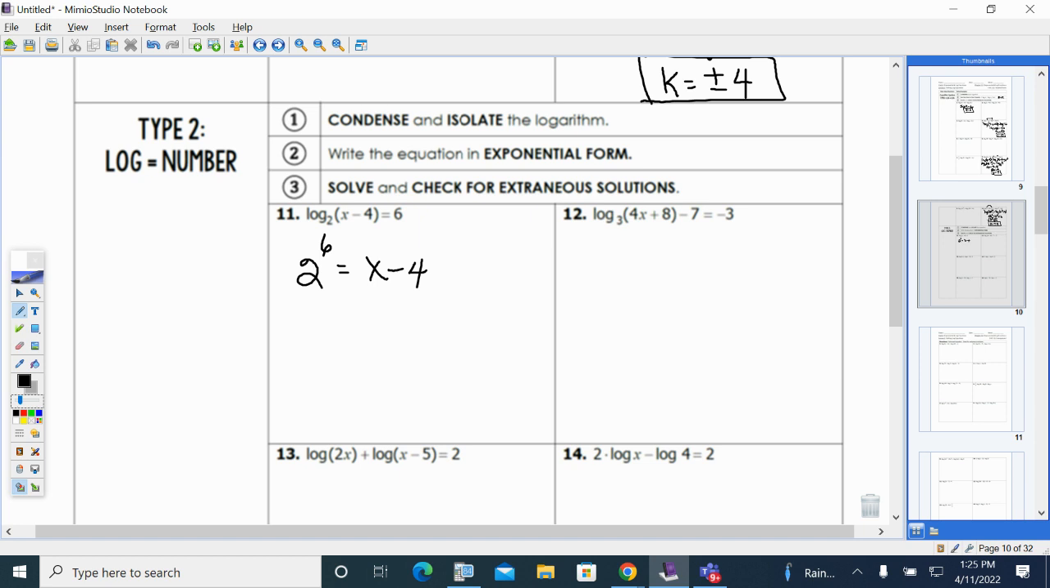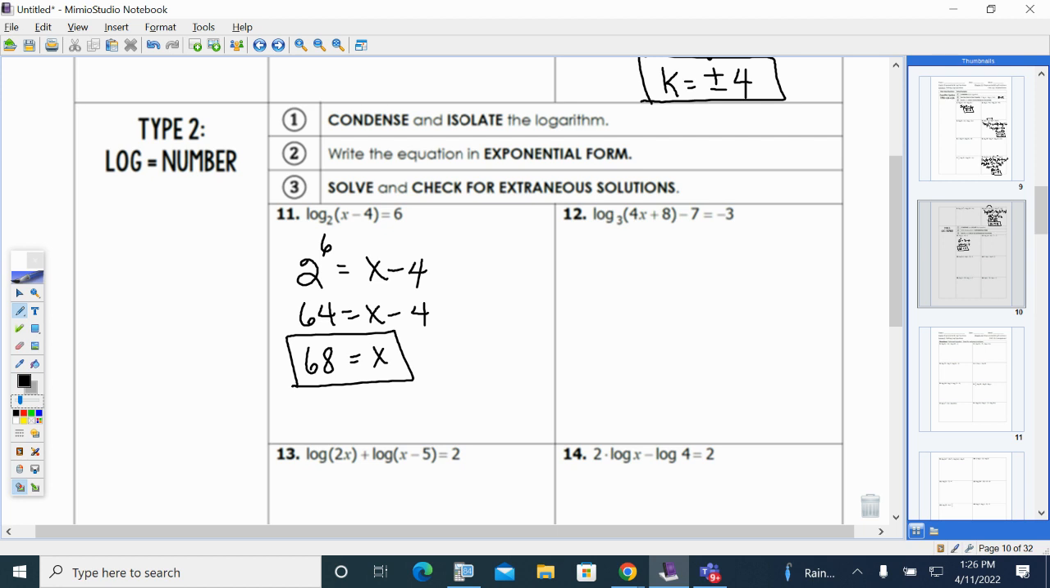2 to the 6th power is 64. And then we add the 4 and get 68. Again, you must check your answers. So plug the 68 into the parentheses in the x, plug it in the calculator, make sure that the left side and the right side really do equal. And again, for time's sake, I can tell you that that does work.